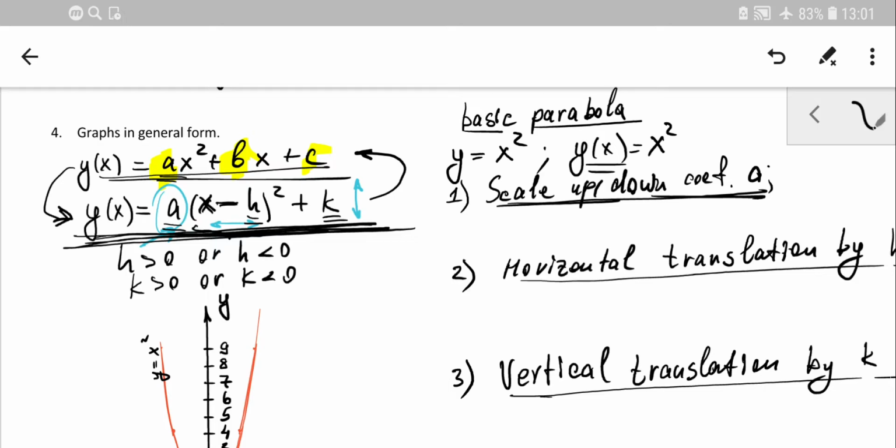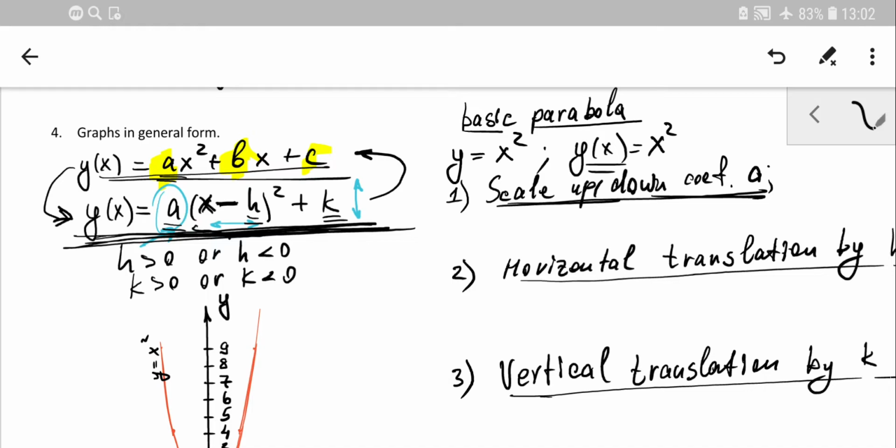Depending on h's sign, if h is positive, x minus h will simply determine that the parabola will be shifted h units to the right. And if h is negative, instead of h we can put any negative number like minus 3, and we'll get x minus minus 3, so we'll get x plus 3. X plus 3 means that we translate horizontally by 3 units to the left. That's what it means. So here we'll be using x minus h as the general form.